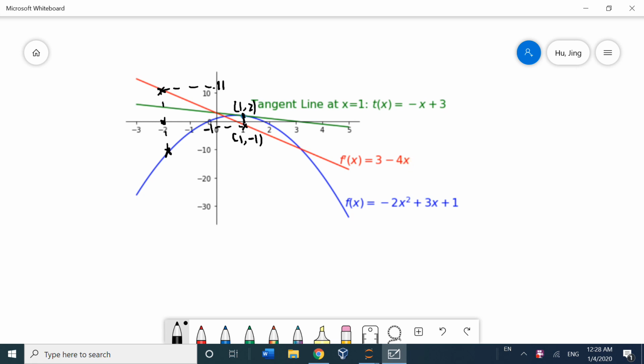So this is 11. This 11, for this point on the red line, is the slope of this tangent line. Let's draw. The slope of the tangent line is 11, which is the y value of this point on the derivative, this red line. I hope this video helps.